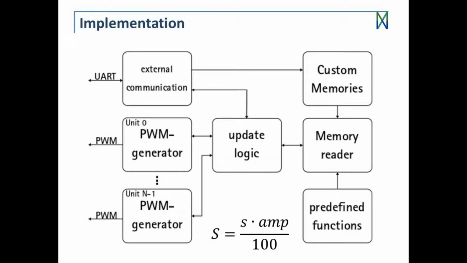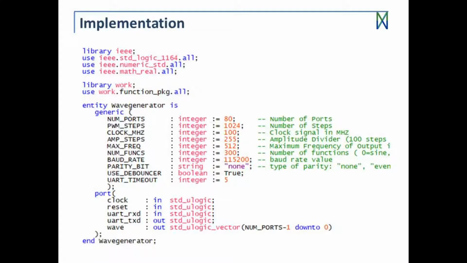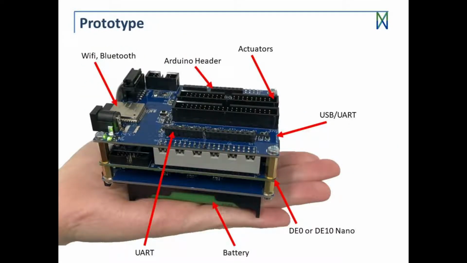Each individual time step value is then amplified by the formula. We have eliminated critical paths through dividers by using magic numbers that transform a constant division into a shift operation. All basic parameters such as number of ports or baud rate for connection can be changed via top-level parameters in our implementation. To achieve a mobile system, we have developed two expansion boards for the DE development board family.